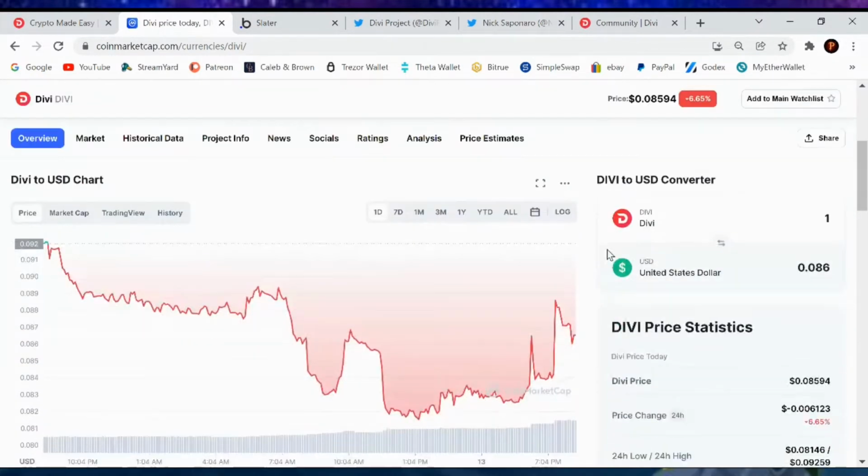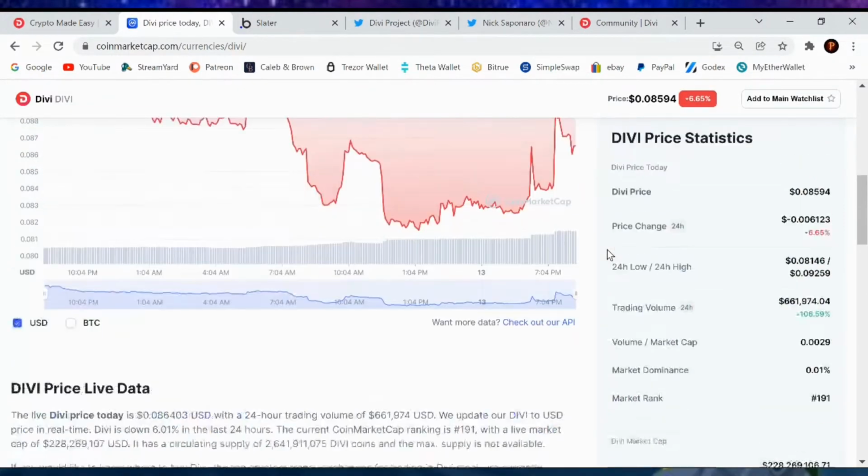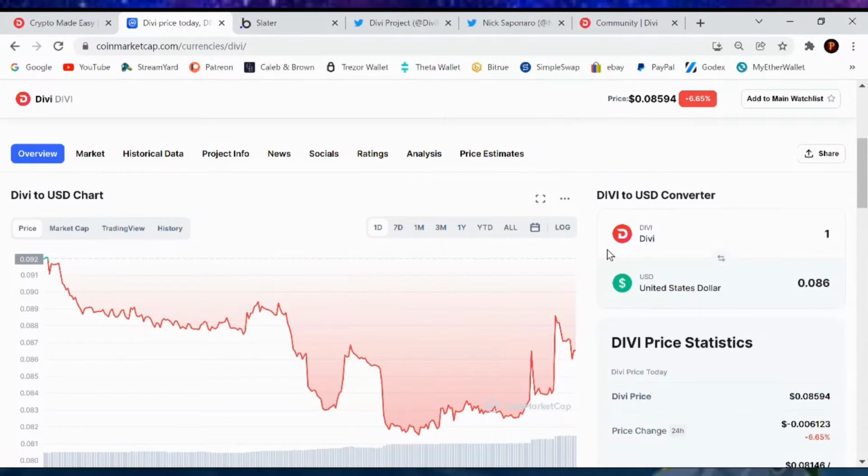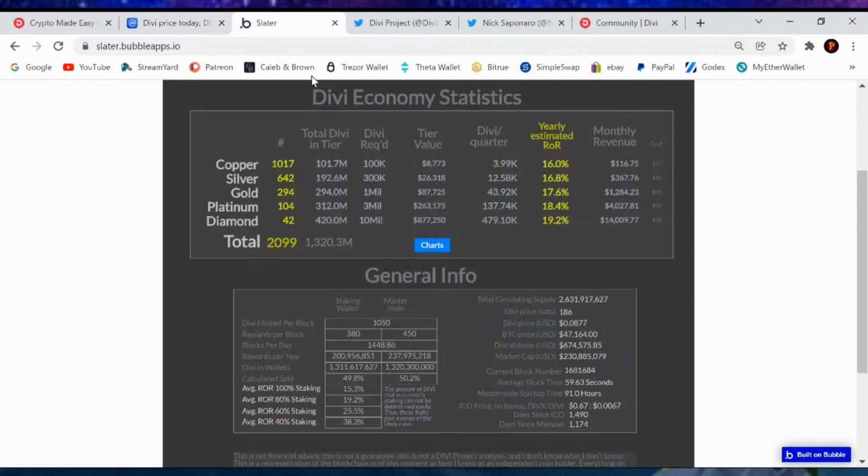Our current market cap rank right now is 191, so we're still a top 200 coin. Way to go, Divi project. Now let's go over the masternode numbers. Looks like we have a little bit more, because there's a total of 2,099 masternodes out there. We have 1,017 copper, that definitely increased, 642 silver, 294 gold, 104 platinum, and still 42 diamond. I wonder who those lucky 42 people are.